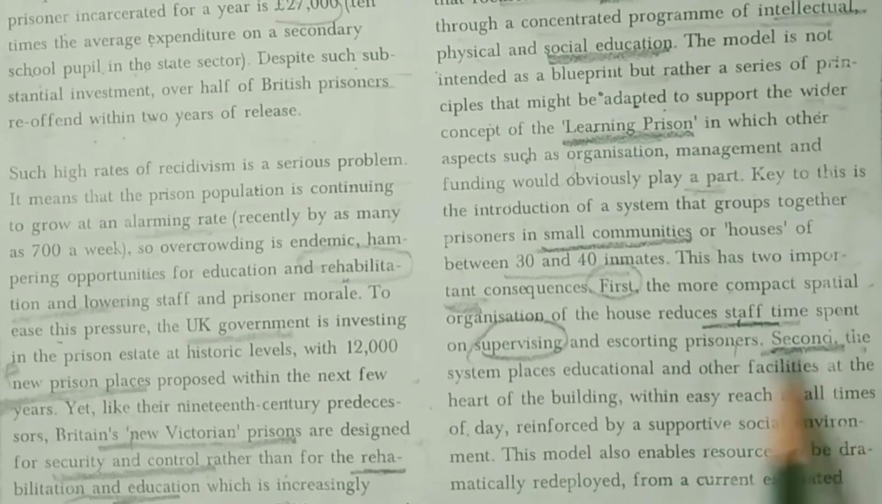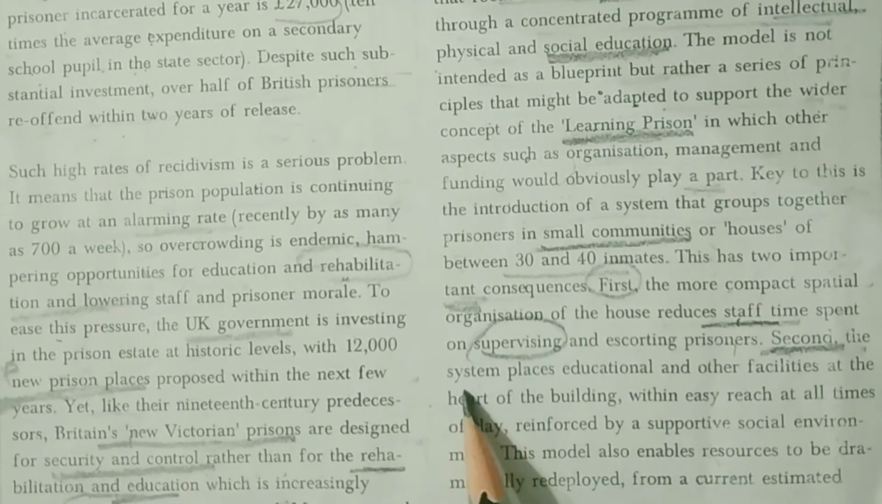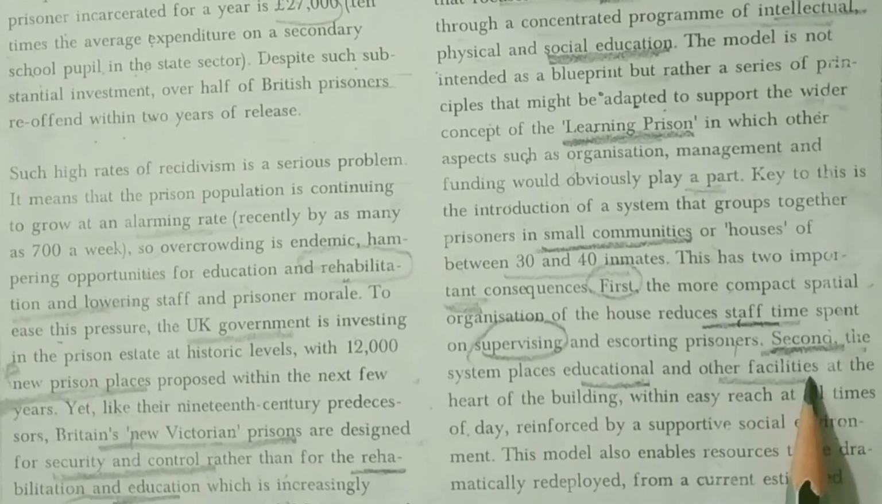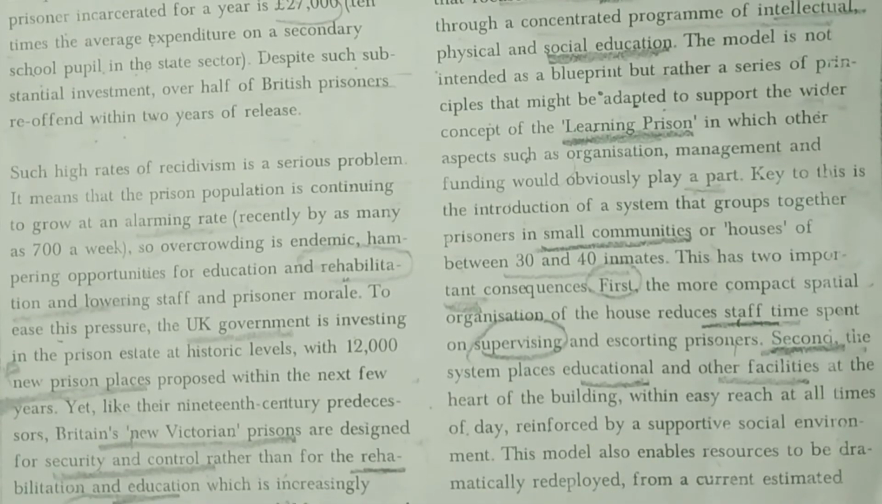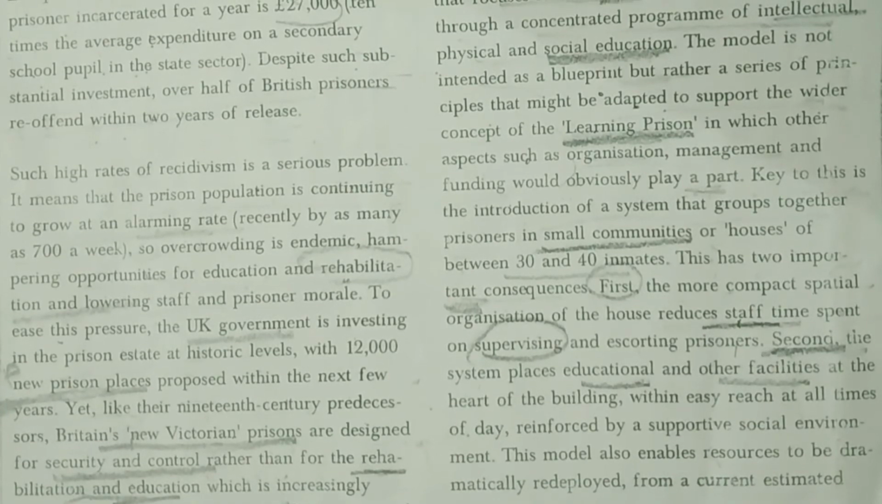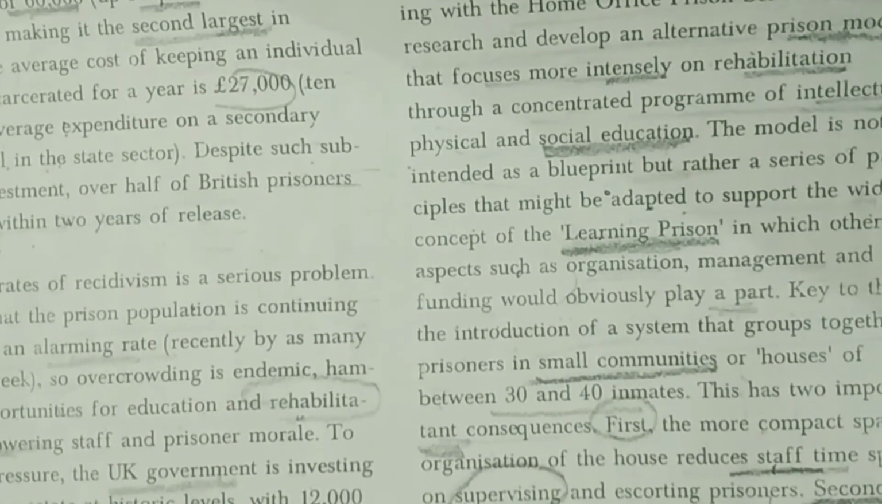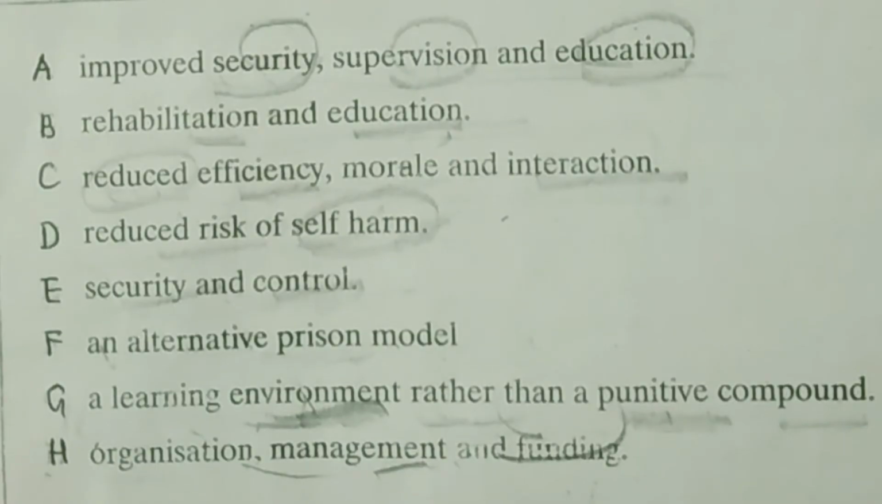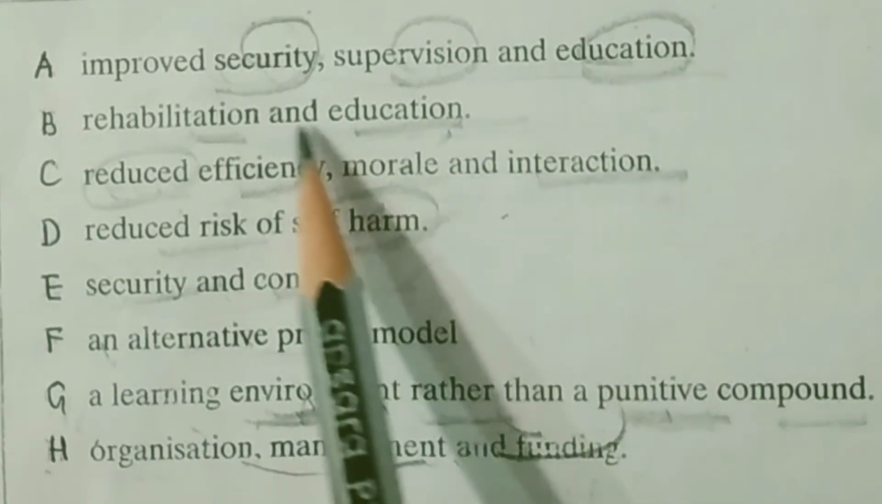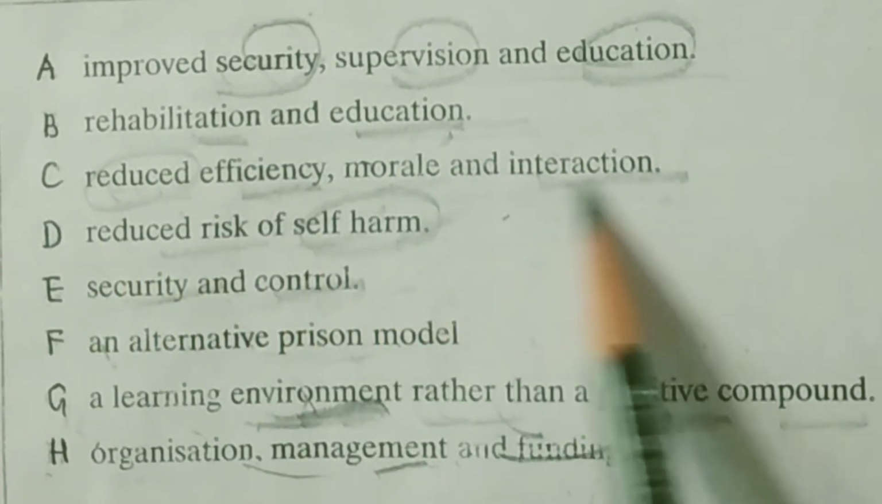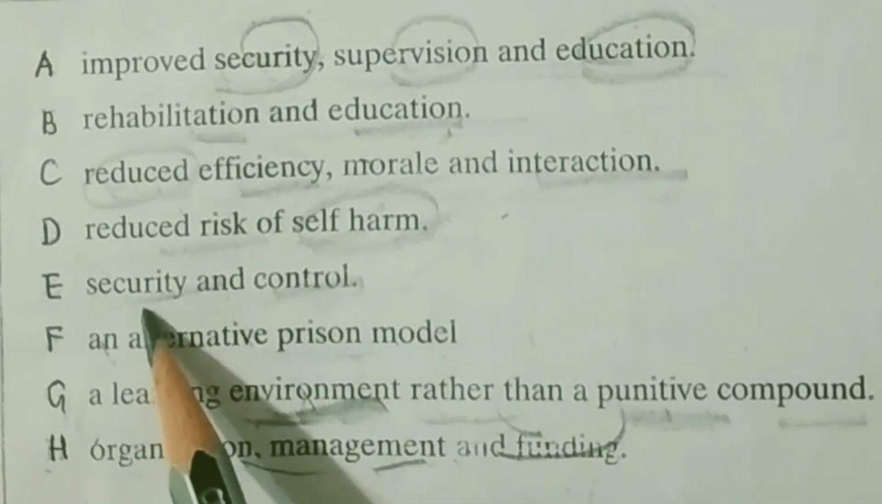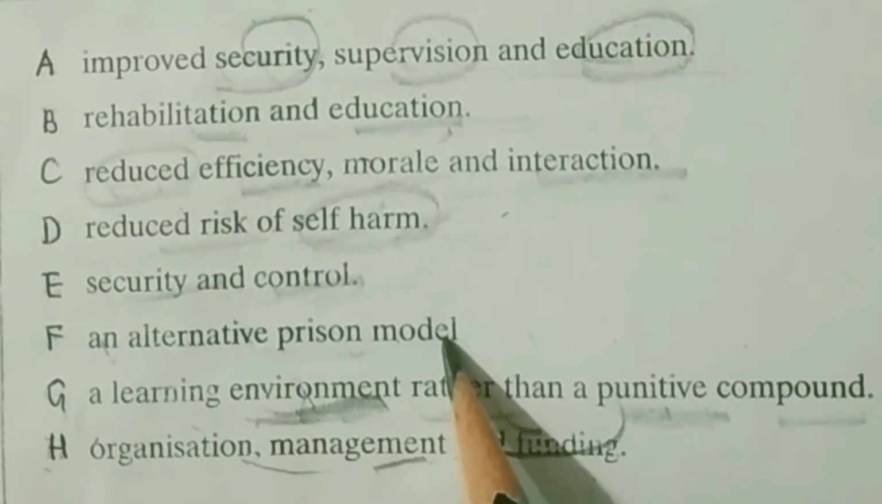Okay, the second important consequence is the system places educational and other facilities. So the first consequence of reducing the number of prisoners in the prison would be that supervising time would be reduced. The second is they can give education to the prisoners. Now let's go to the questions without any hesitation. So the options are improved security, supervision and education, rehabilitation and education, reduced efficiency, morale and interaction, reduced risk of self-harm, security and control, and alternative prison model.